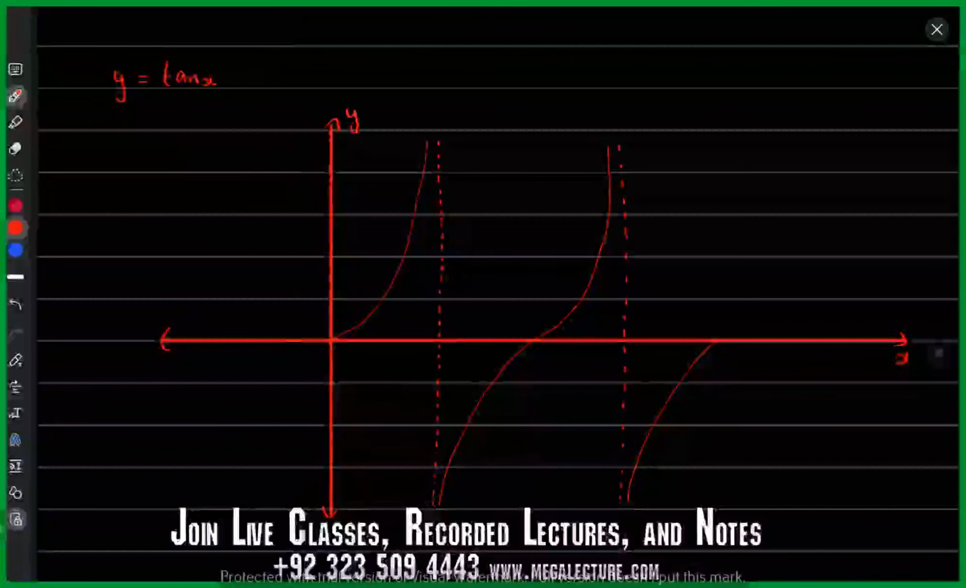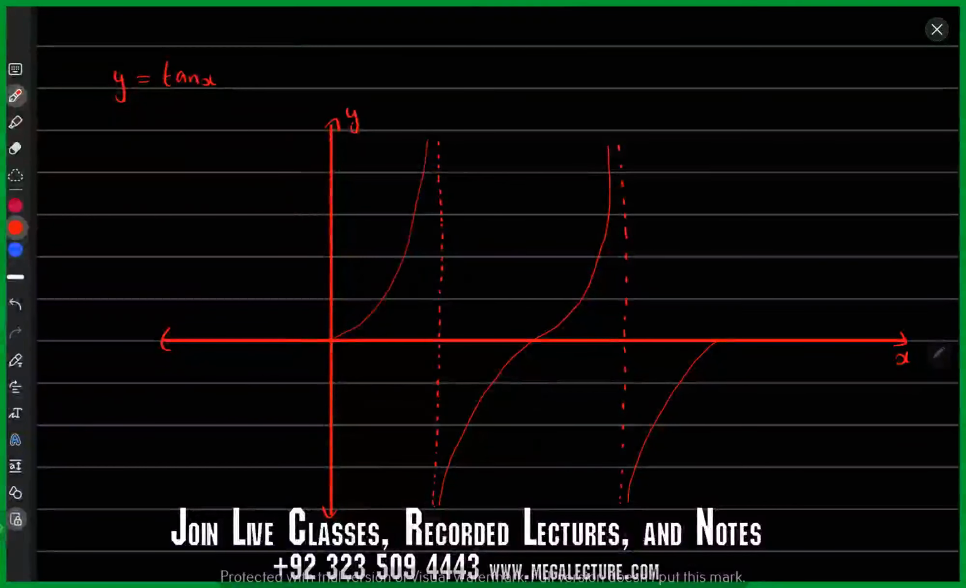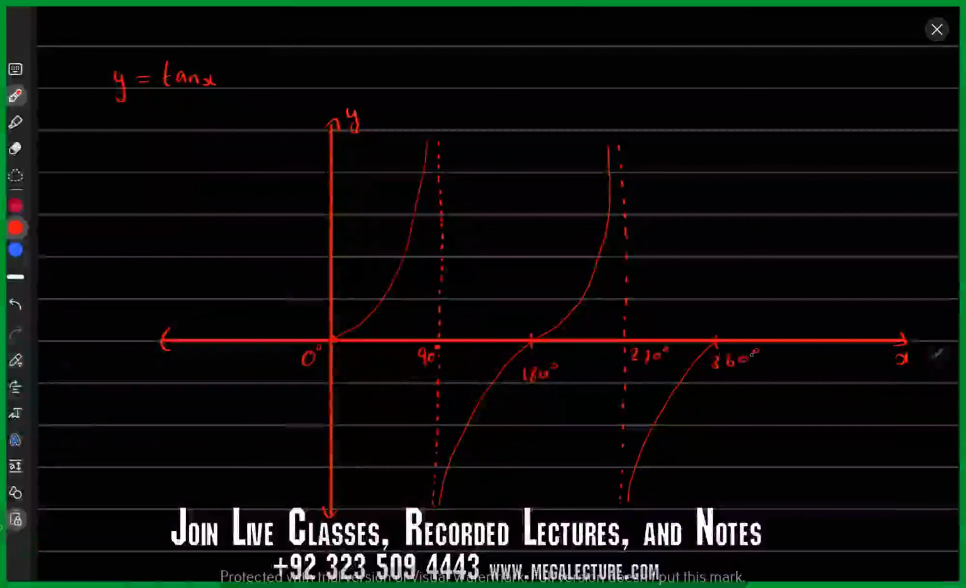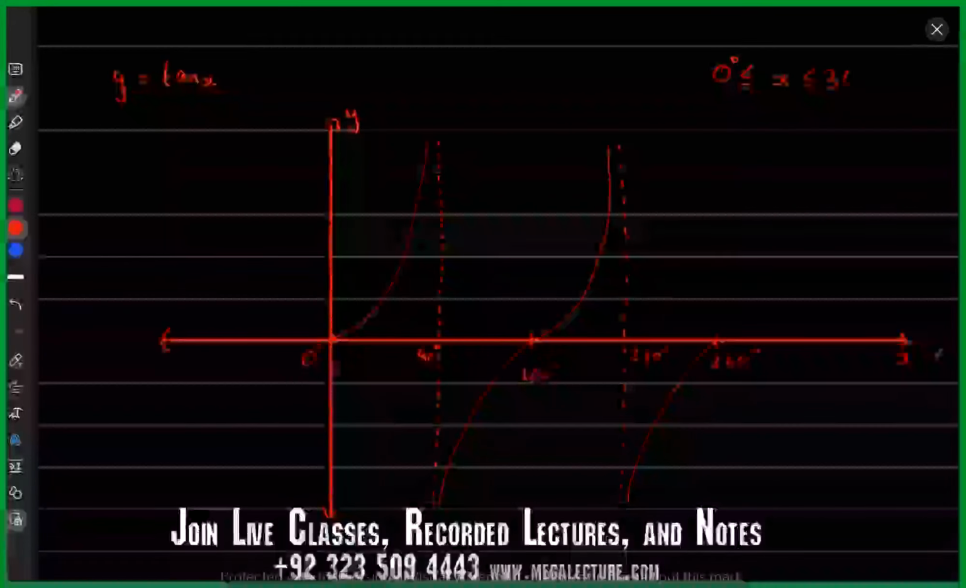All right, okay. Now, what is happening over here? This is 0 degrees. Then this dotted line is being made at 90 degrees. Then this is 180 degrees. This dotted line is coming at 270 degrees. And this is 360 degrees, right? So again, this is basically from 0 degrees to 360 degrees.